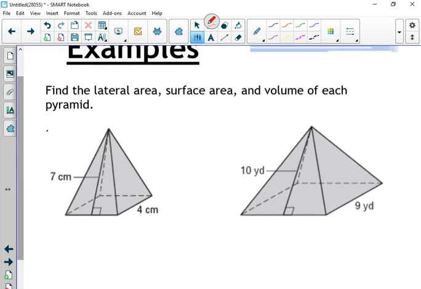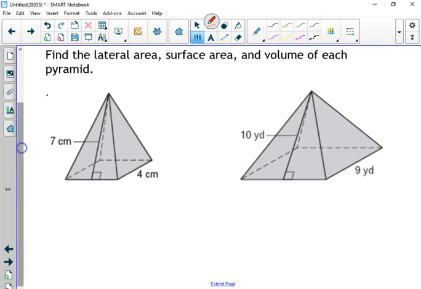So, here we go. Find the lateral area, surface area, and volume of each. First off, I'm going to find the area of the base and the perimeter of the base. Now remember, the area of the base, this is a square, is length times width. And since it's regular, we know it's 4 all the way around. So it's 16 centimeters squared. That's the area of the square on the bottom. The perimeter is also, in this case, the exact same number, because it's 4 times 4. So those are very important numbers.